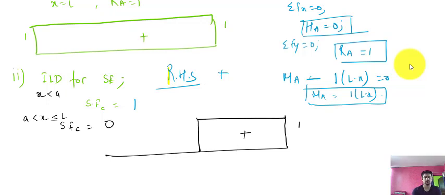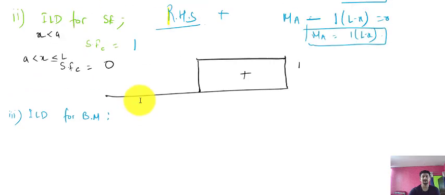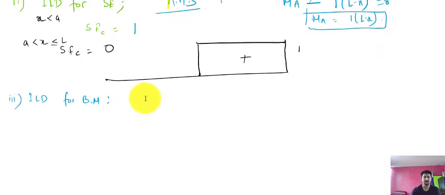Now comes the third point, that is making the influence line diagram for the bending moment. In that case, how will you make the influence line diagram for bending moment? For that, as I have taken a section here at point C, write down the bending moment equation at C.